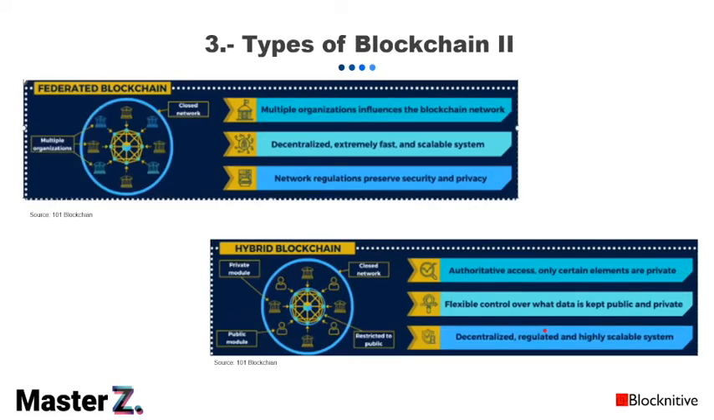After, we have 2 other blockchain types that are not very common on the market: federated blockchains and hybrid blockchains. Federated blockchains are multiple organizations influencing the blockchain network. A government can be behind them, or maybe a consortium between a government and some companies. This is decentralized, extremely fast, and scalable. It works a little bit like a private one. The network regulation preserves security and privacy, because these blockchains are used for very specific use cases, for the government or something like this, so of course they are very regulated and privacy is very important.